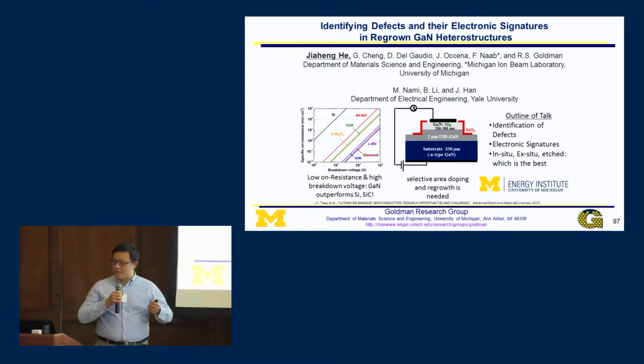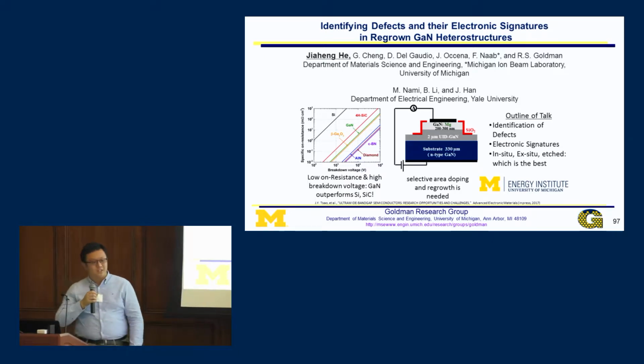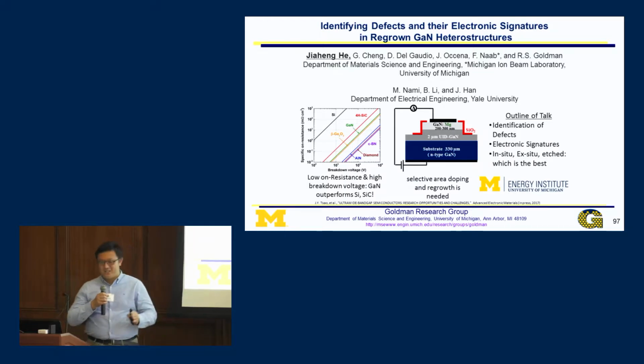So today I'm going to talk about identifying defects and their electronic signatures in the regrowth gallium nitride heterostructures. I know I throw a lot of unfamiliar terms on the slide, but now I'm going to explain them one by one. So first of all, why are we interested in the regrowth gallium nitride heterostructures?